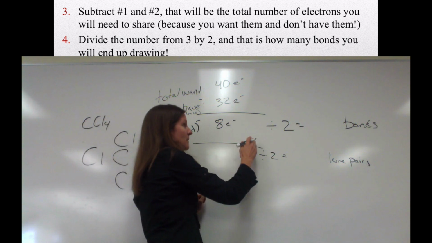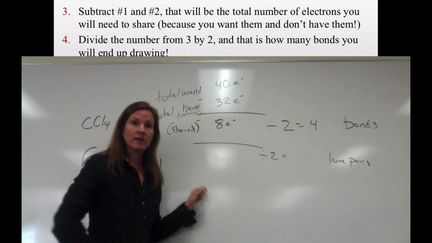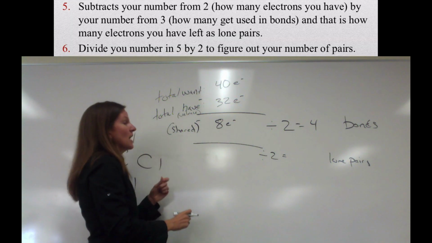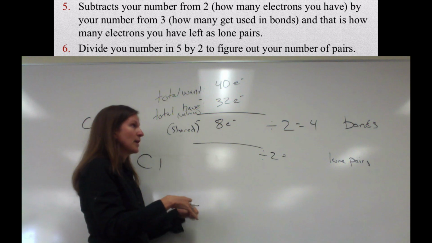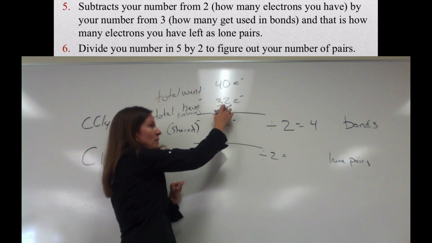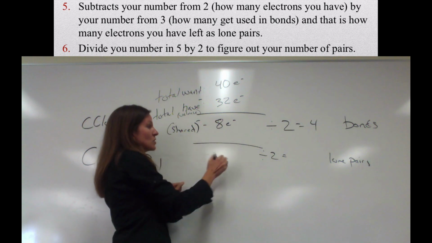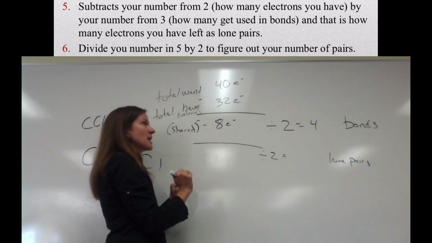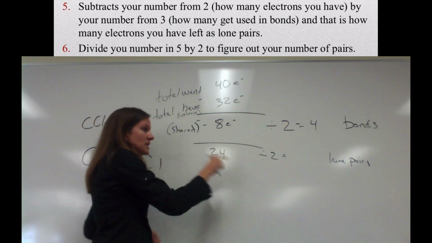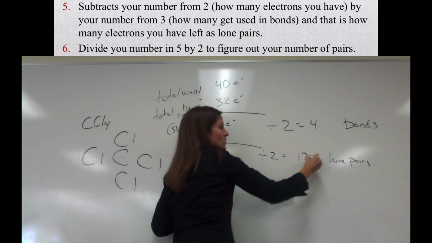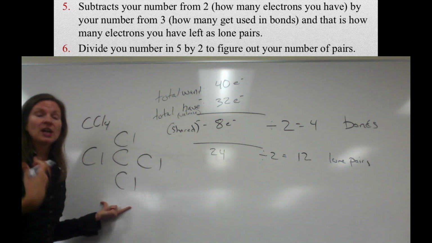8 then divided by 2 will be my total number of bonds that I need to have, which would be 4 bonds then. And then to figure out how many lone pairs I will end up with, if I come to the party with 32 and I'm going to use 8 of them, subtracting those then tells me how many lone pairs I'm going to have. So 32 minus 8 is 24. Divided by 2, I will have 12 lone pairs. I take that information back to my structure and I make it work.